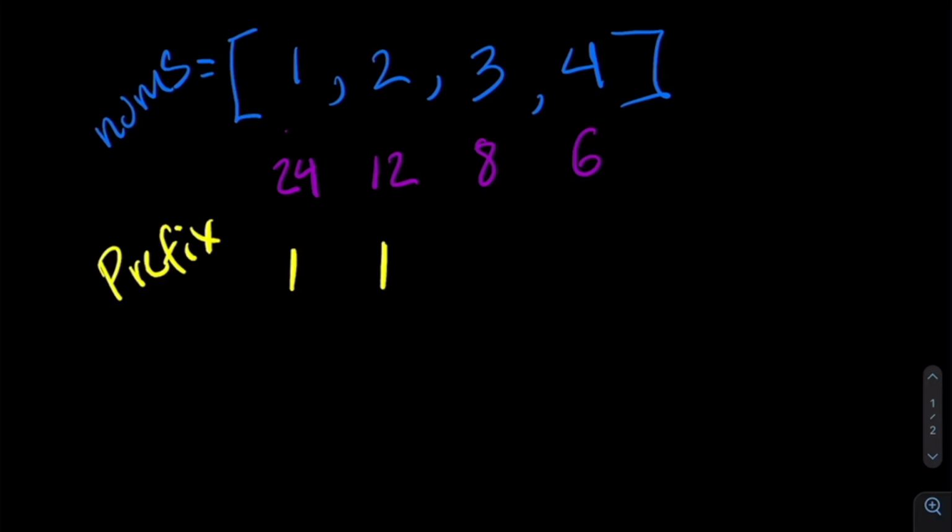We do, which is 2 times 1. Those are the products of all the numbers before the 3, right? So 2 times 1, which is just 2. And then do we have any numbers before the 4? Yes, we have the product of 1 times 2 times 3, which that is just 6.